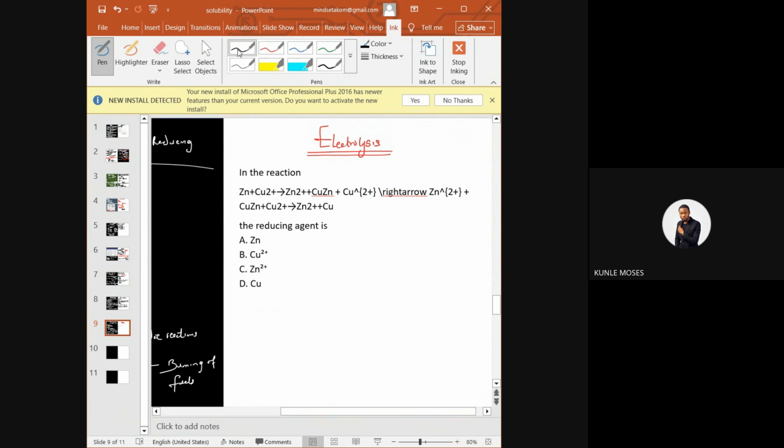Do you get this question? What they mean is this: zinc plus Cu2+ giving Zn2+ plus Cu. But that's a very simple question, actually. Let me look for a better question. The answer of this one is A.